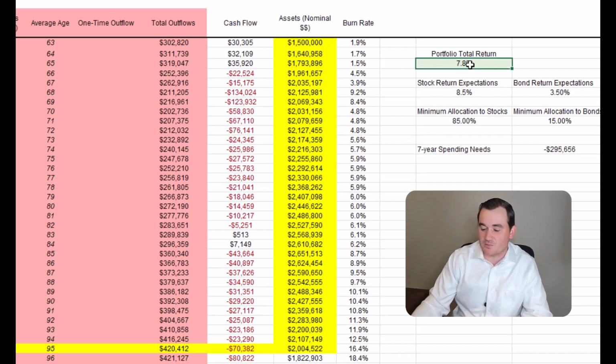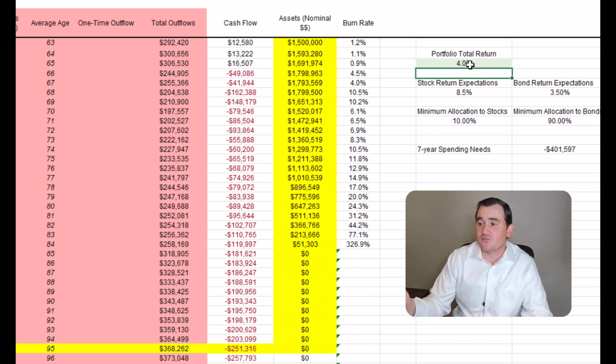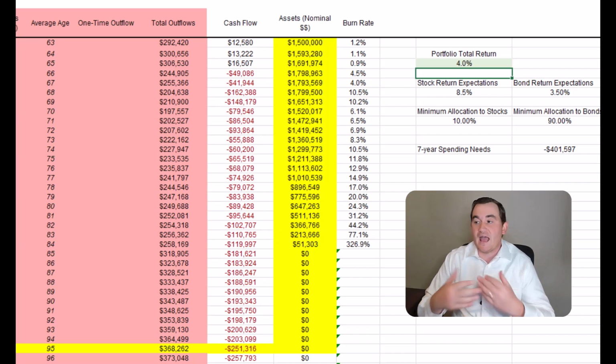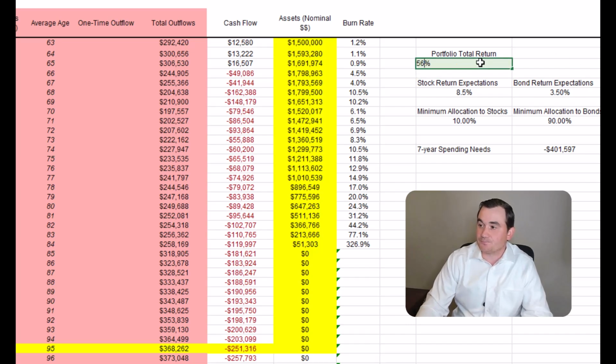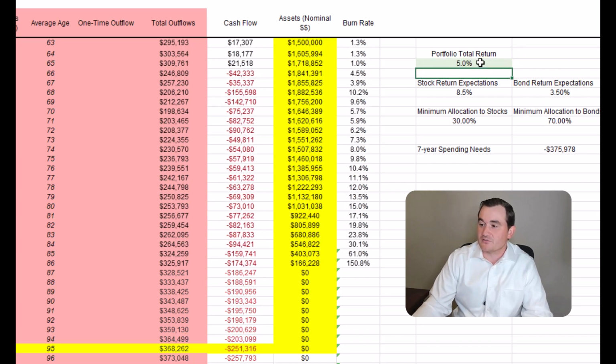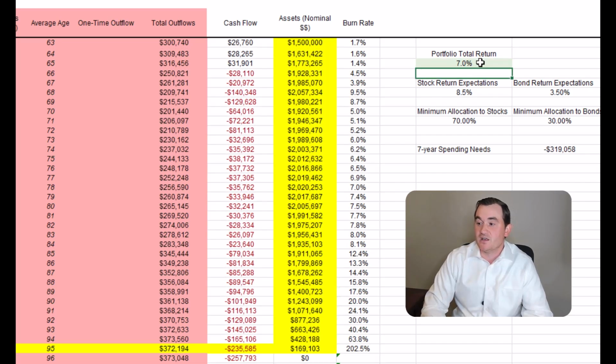So let's play around with some numbers. So if we have a 4% return, as you can see, the money runs out far too early. It runs out at the average age 84. So that wouldn't be adequate for their needs for growth. Let's bring that up a little bit to 5%. We're still not quite there. I'm going to go up to 7%. That gets them to right around where they need to be. Their money is approaching zero by the average age of 95.